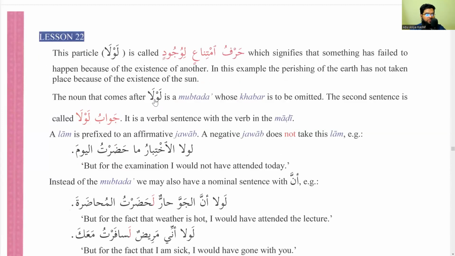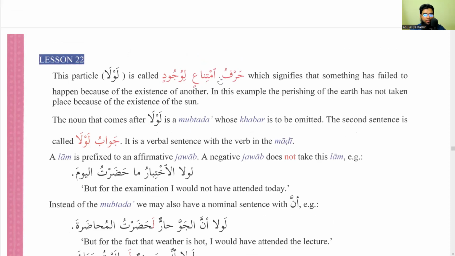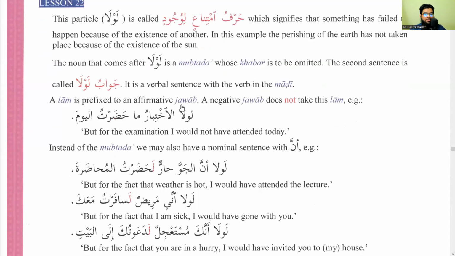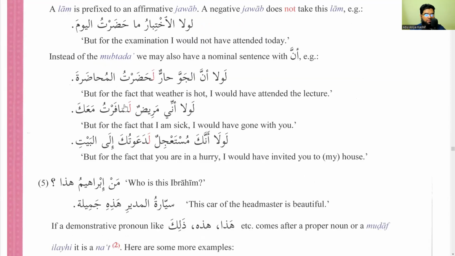By the way, one more lawla is used: why did you not? Why not? That is different from this thing. And that is very common in the Quran. Lawla sami'tumuhu. Why did you not when you heard this? And that is different from this lawla. This lawla means something is there, and because of that something else did not happen. And he gave examples for that.